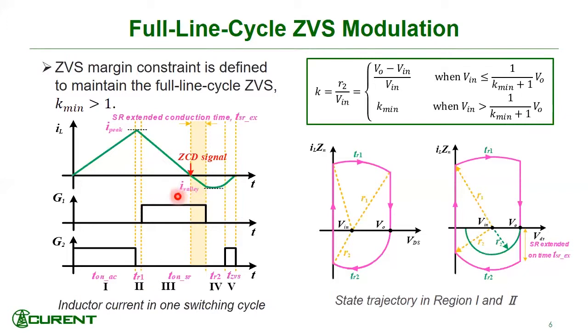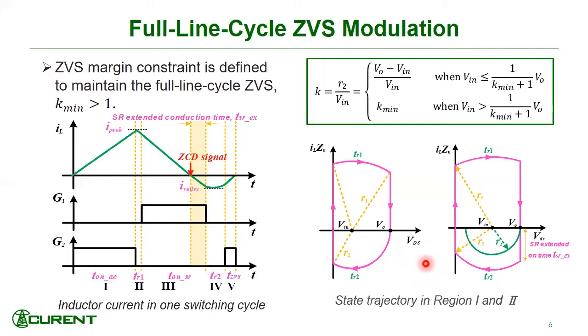However, here is one problem. How much should we expand the negative current? We know if it is too small, the negative current is not enough for ZVS achievement. But if the extended conduction time is too long, it will lead to larger current ripple and more conduction loss. So we need to have a limit. Based on the state trajectory, we can calculate the minimum value of the extended time for ZVS. But this can only ensure soft switching at one point.